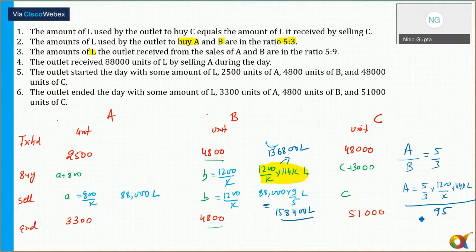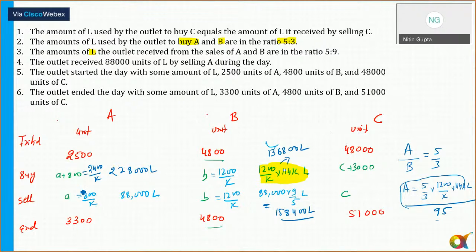So dividing this by 95, the value that comes, I'm writing out here. The value that comes on dividing by 95 will be 228,000 L. So how many units can I buy? Sorry, without dividing by 98. This is the total amount. And if you divide by 95, then I'll get the value of A plus 800. And A plus 800 comes out to be equal to 2400 by K.